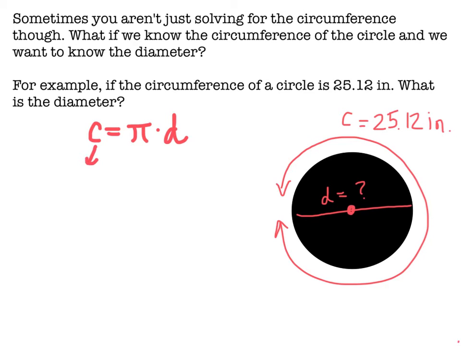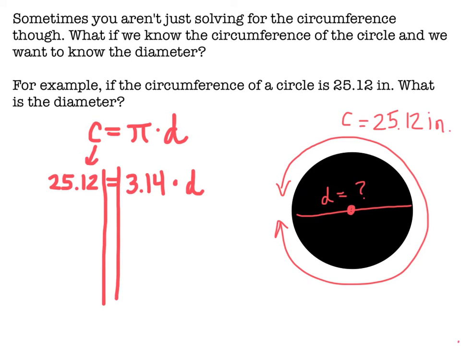Now let's fill in what we know. We do know that the circumference is 25.12. We know that pi is equal to 3.14. And what we don't know is the diameter, so we're going to leave d as a variable. Now we're going to solve this equation using the skills that we learned earlier in the year to solve for d. So here's the d. This is 3.14 times d, so that means I need to divide by 3.14.